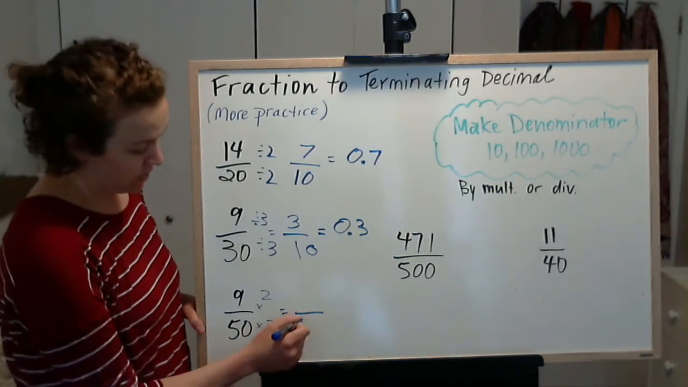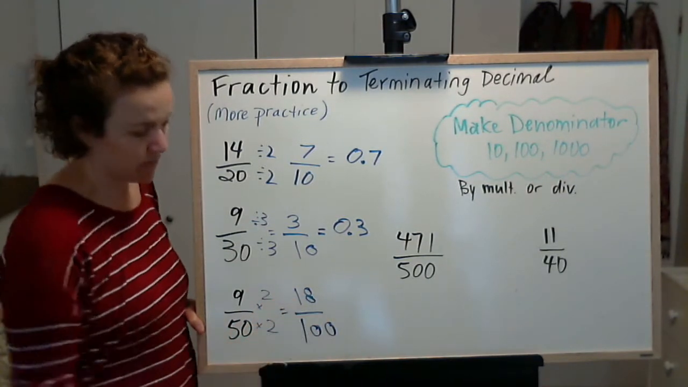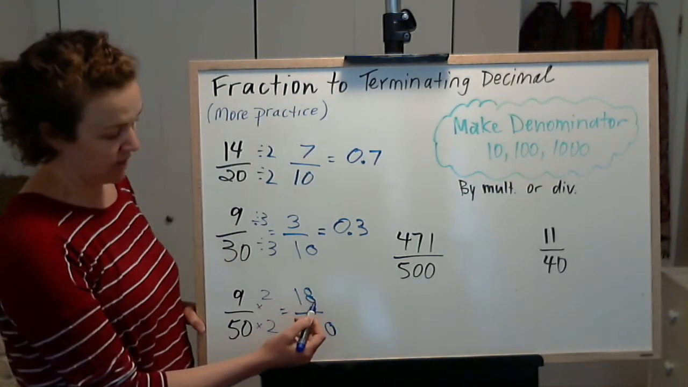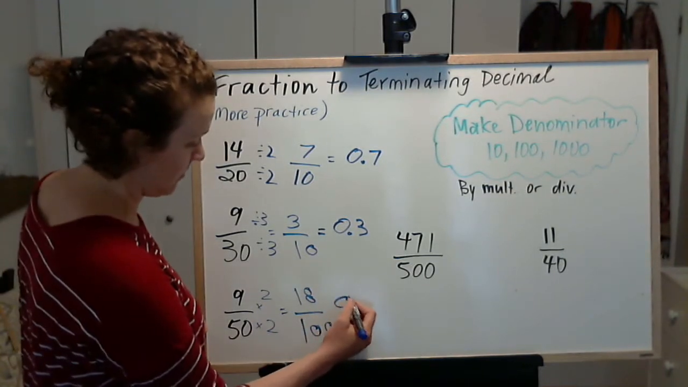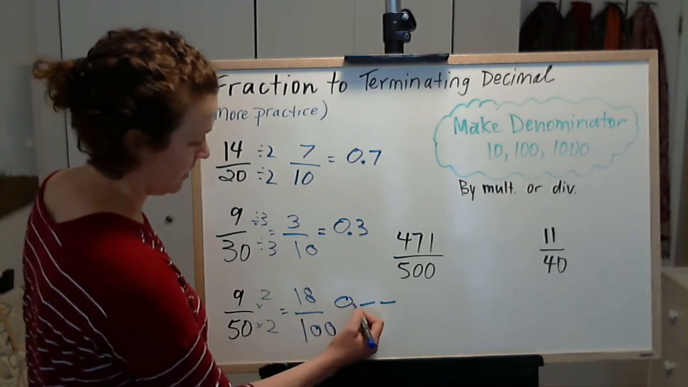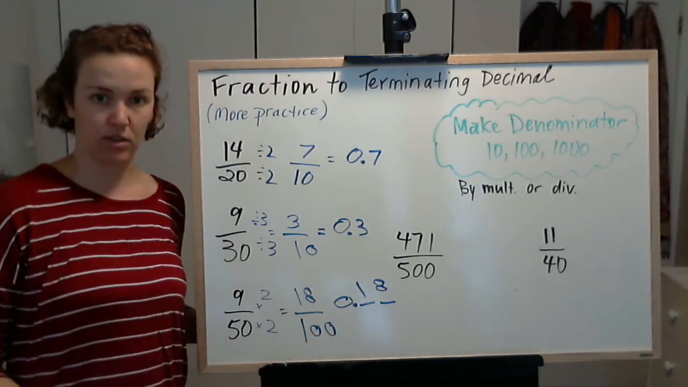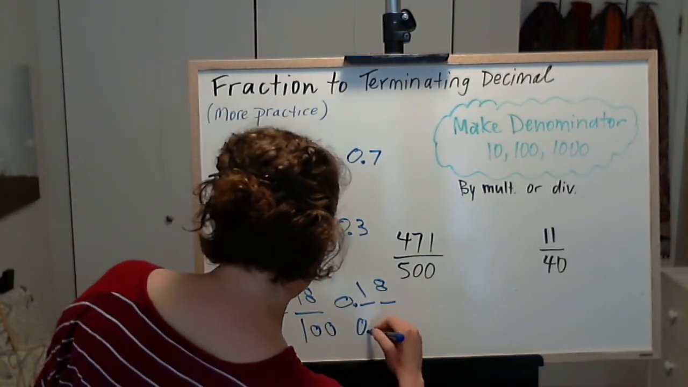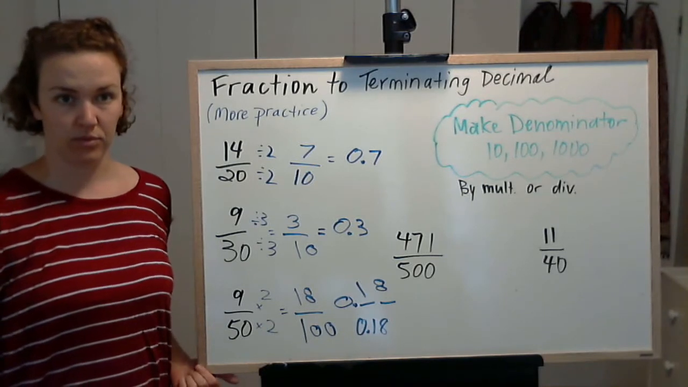So 50 times 2 is 100. 9 times 2 is 18. 18/100ths. So the last digit here of my 18 should be in the hundredths column. Tenths, hundredths. 18/100ths looks like that. I'll write it nicer. 0.18. Okay.